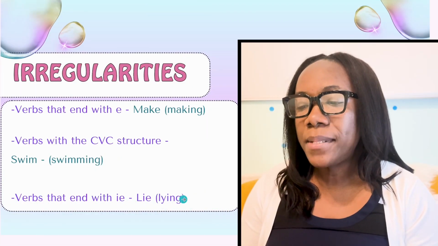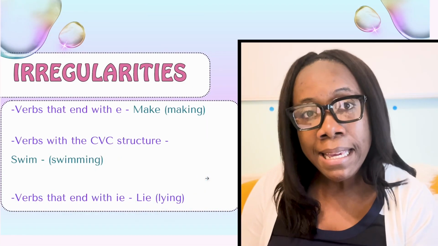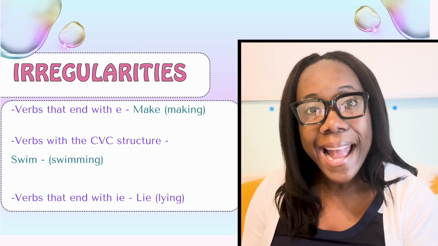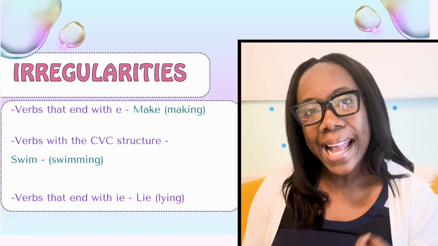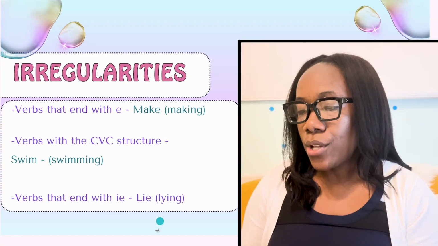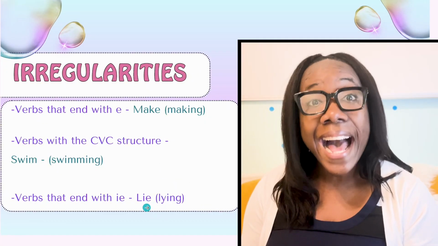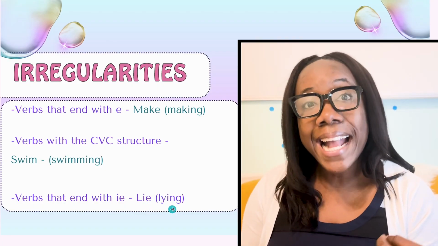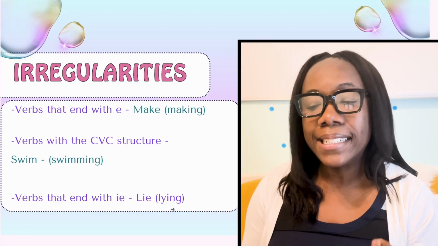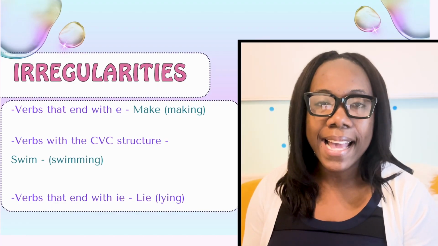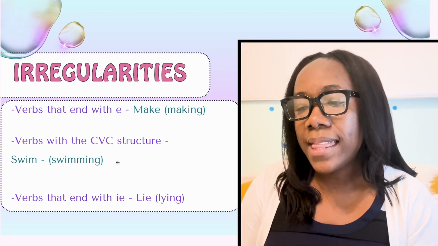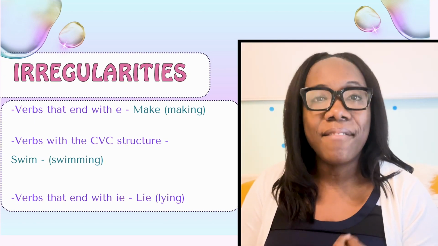And then for verbs that end with IE, we replace the IE with a Y, and then we add ING. So in the case of lie, which is when you're not telling the truth, you get lying, L-Y-I-N-G.